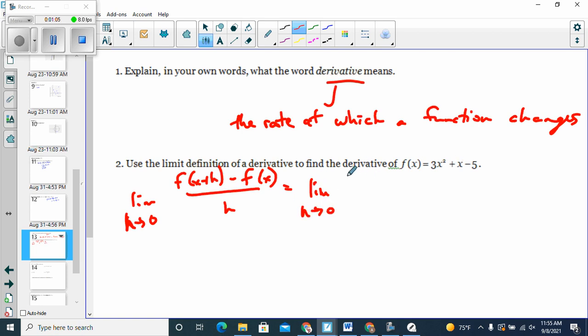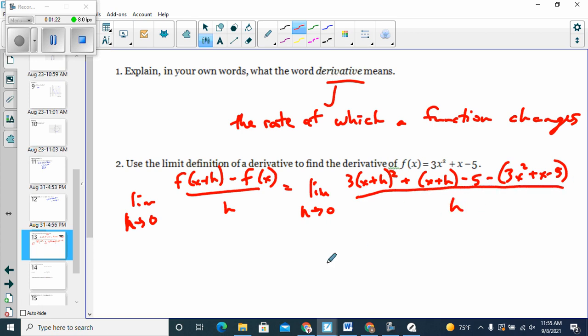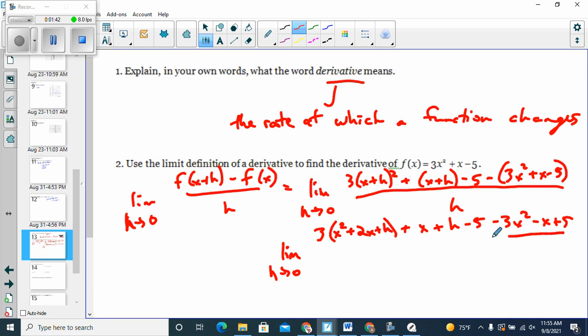f of x plus h would be 3 times x plus h squared minus f of x all over h. And continue evaluating. Square x plus h. Distribute your minus sign. Distribute your 3 here.